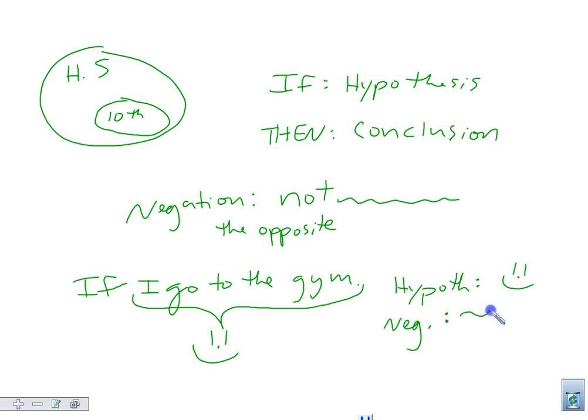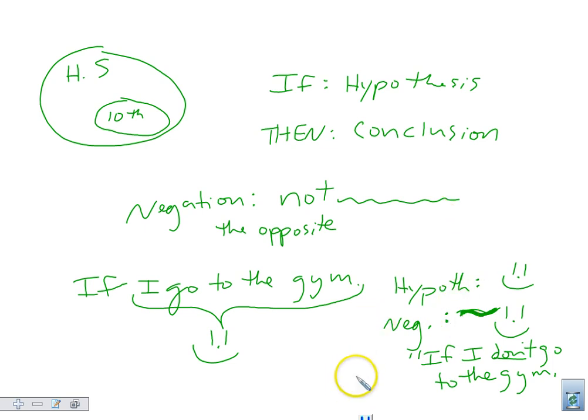The negation, we would use a little squiggly. This little squiggly means not. This little squiggly means not. So that would be like if I don't go to the gym. So that's what a negation is, right? We use hypotheses and conclusions, and we use their negations to make more statements, to make more conditional statements.